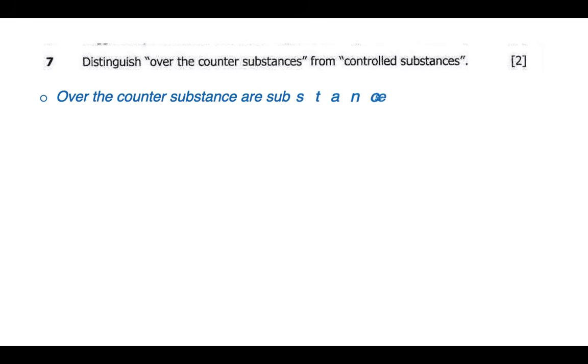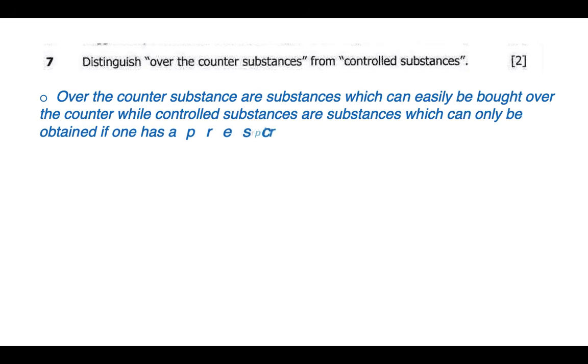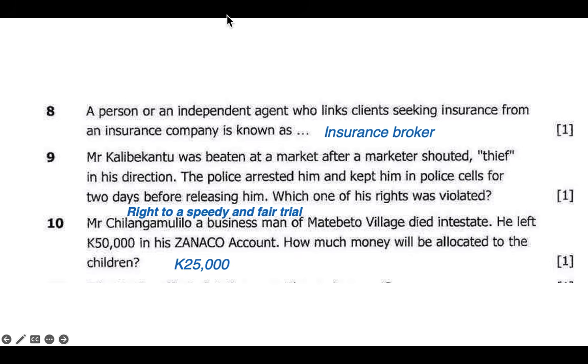So here we can specify that over-the-counter substances are substances which can be bought over the counter, while controlled substances are substances which can only be obtained if one has a prescription or special authorization. So that's the distinction between the two. Okay, so we move to question 8. We are told a person or an independent agent who links a client seeking insurance to an insurance company is known as the insurance broker.